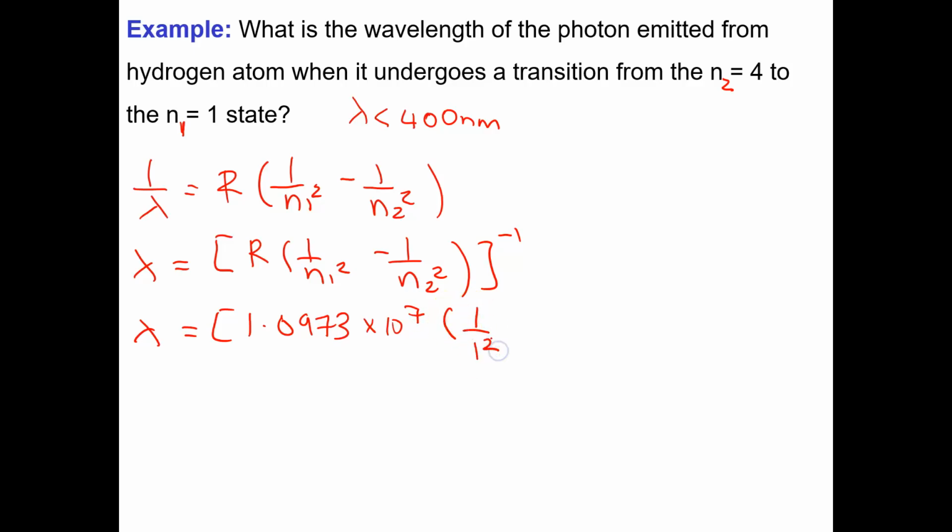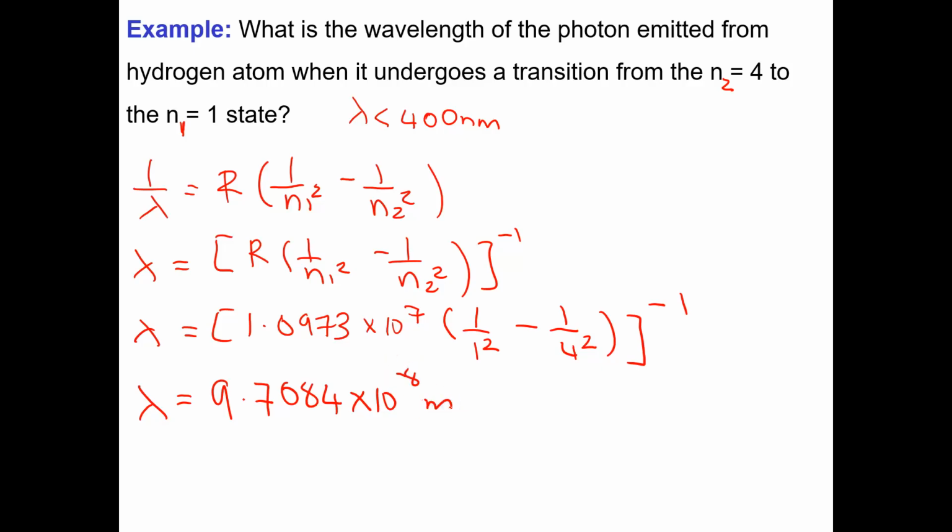Then 1 over n1 squared minus 1 over n2 squared, and everything gets raised to the power of minus 1. So when I put that into the calculator, I get 9.7084 times 10 to the minus 8 meters. And it's worth converting that to nanometers because we'd like to compare it to this number up here. So 1 nanometer is 10 to the minus 9 meters.